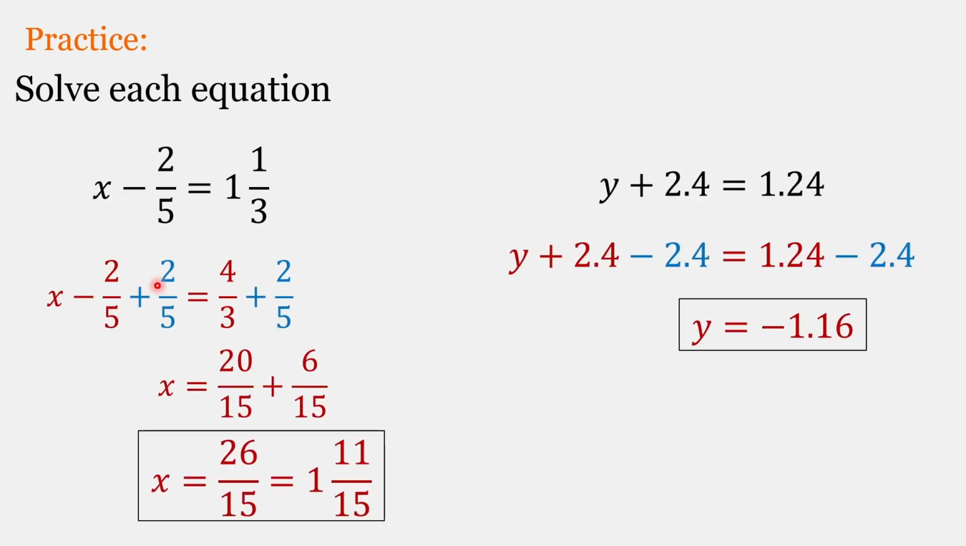For the third problem, we're going to add 2/5 to both sides. I also went ahead and converted this, so 1 1/3 is the same thing as 4/3. From here, we need a common denominator, 15, and then we add the numerators, and you can leave it either as 26/15, or you can convert it to a mixed number. And once again, when you're adding and subtracting with decimals, make sure those decimal points line up.